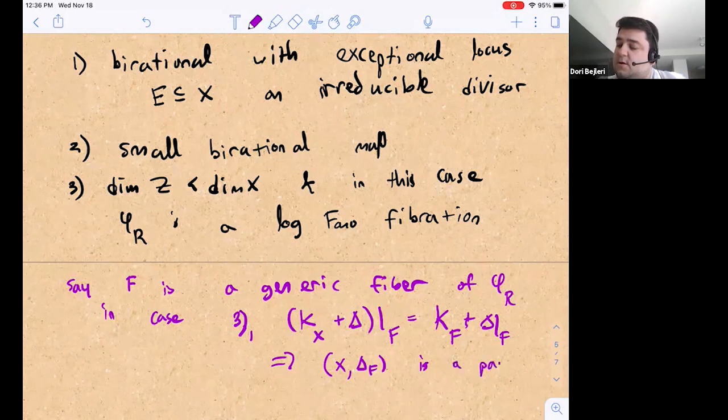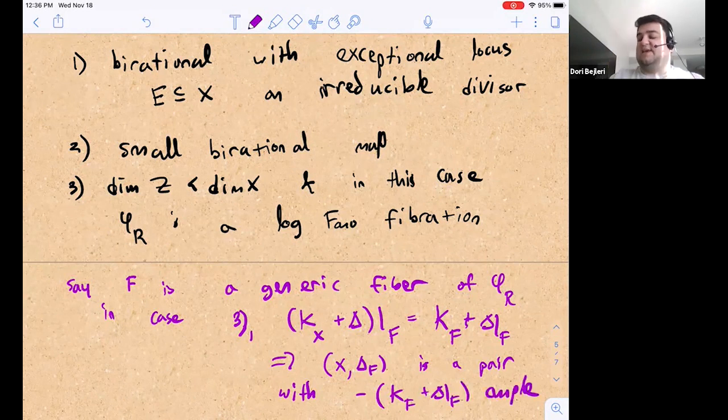So (F, Δ_F) is a pair with minus (K_F + Δ_F) ample, because K_X + Δ is anti-ample on the fibers of φ. It's K_X + Δ is strictly negative on the fibers of φ, so minus (K_X + Δ) is strictly positive. So when we restrict it, we get something ample. And if you recall, Fano varieties are varieties where minus K is ample. So here we can call these log Fanos because they're pairs where minus the log canonical divisor is ample.